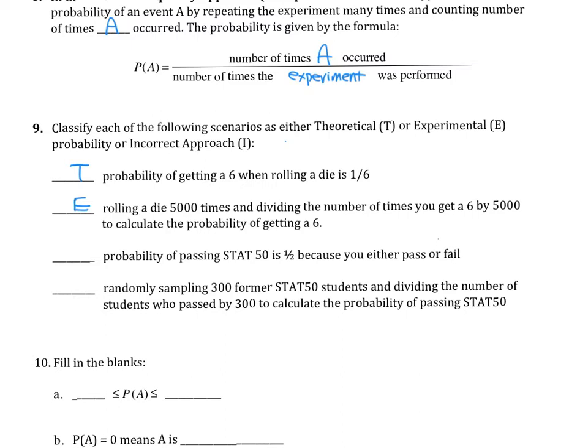Probability of passing Stat 50 is half because you either pass or fail. That's incorrect, right? Here I have to look at how many people are taking Stat, and I have to count the number of people who are passing the class to calculate the probability of somebody passing the class. The last one, randomly selecting 30 students from Stat 50. Yeah, this is what I was talking about, so that would be experimental.